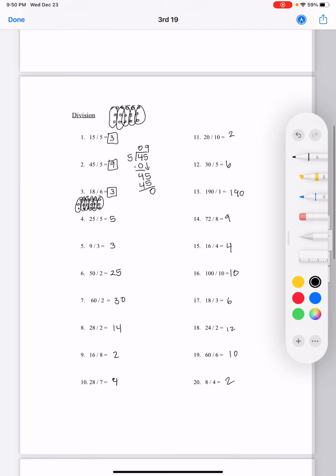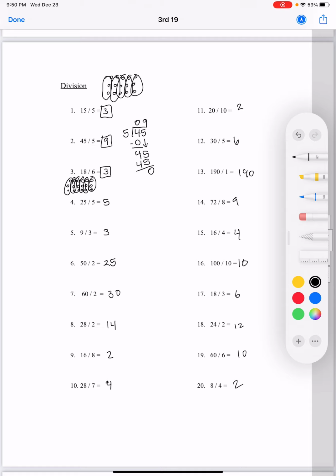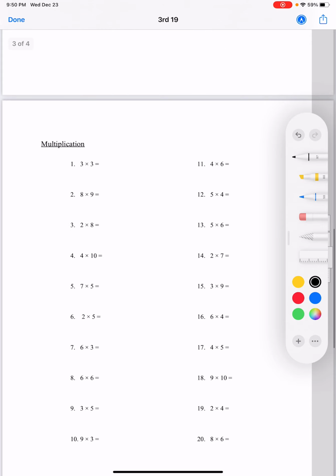So these are the answers. You can check your answers, and basically you would solve them like how I solved these 3 problems over here. Okay, next is multiplication.